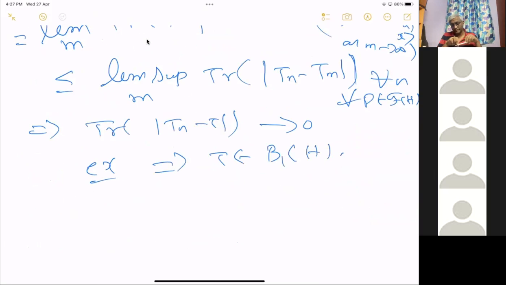I mean, if it converges in the norm, T has to be a trace class operator. Okay.